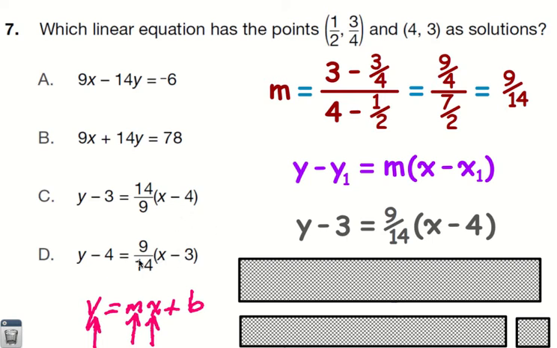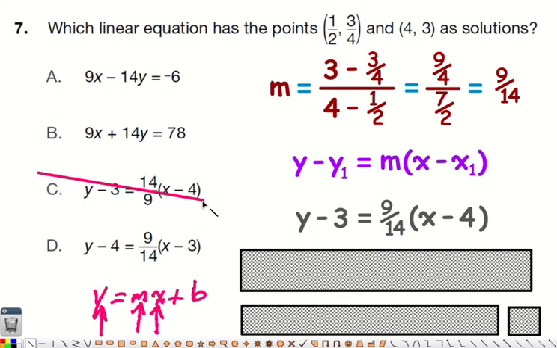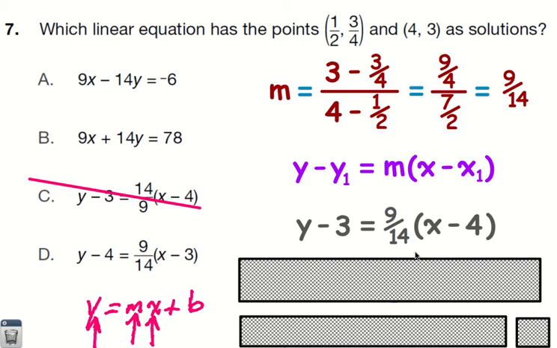And let's see, 9/14. We knew that wasn't our m. We knew our m was 9/14. It's not D either. Oh man, it's one of these. A and B are in standard form. So we just have to take our answer and keep rewriting it until it's looking like one of these answers, which are in standard form.